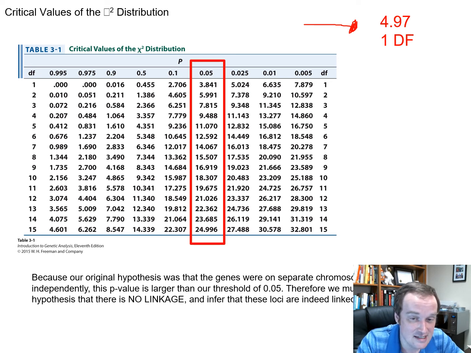So because we're assuming that everything assorted Mendelian, and because our value was higher than our 0.05 threshold, to this side, we say these are not assorting Mendelian, and that instead there is linkage between these genes. And so that's how we do the chi-square test for this.